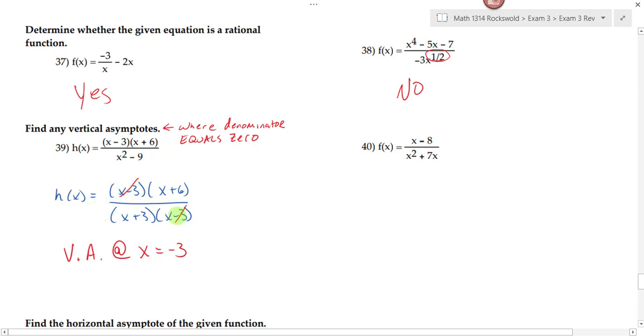What happens at x equals 3? You have a hole in your graph anywhere you have a common factor that will cancel out. A hole is not a vertical asymptote.